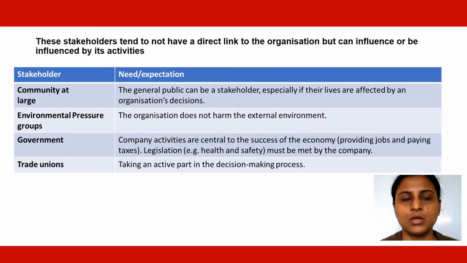Now next are external stakeholders. External stakeholders are those that do not have a direct link to the organization, but they can influence or be influenced by the activities of the organization. For example, the community at large, or government, or trade unions.